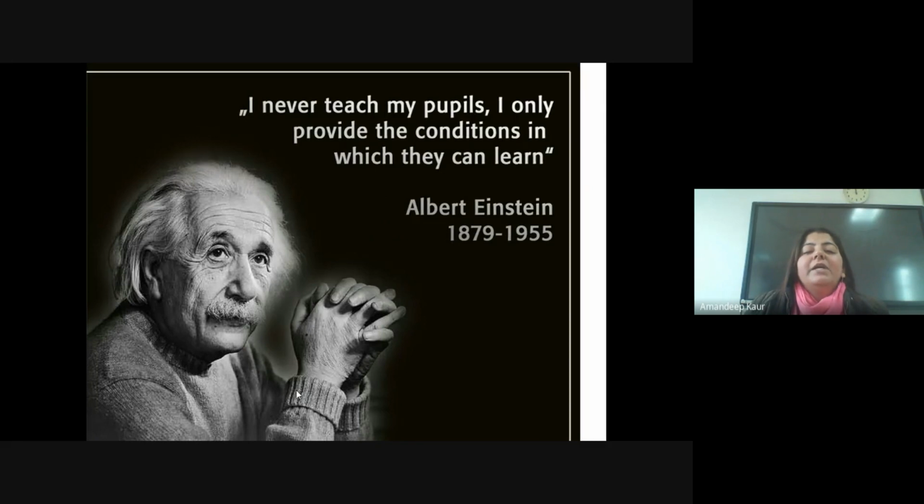As Albert Einstein said, I never teach the pupils, I only provide the conditions in which they can learn. So when we are designing an evaluation tool, not only a rubric but any evaluation tool, we need to keep in mind the curriculum of the student, the level of the student, and the demand of the student in the world of work. These three parameters will work simultaneously, and based on that we design different evaluation criteria, not only in an online environment but also in an offline environment. So this is all from my side.